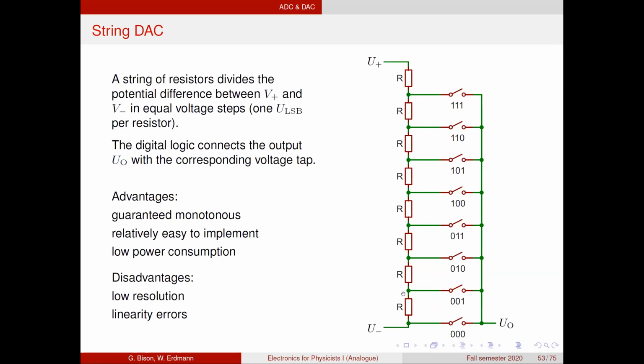It's relatively easy to implement and can have a low power consumption. But the disadvantages are that it's low resolution because you need 2 to the n resistors and 2 to the n switches. And if n gets large, then you have exponentially many components that you need. And if the resistors are not all the same, you can get easily linearity errors.